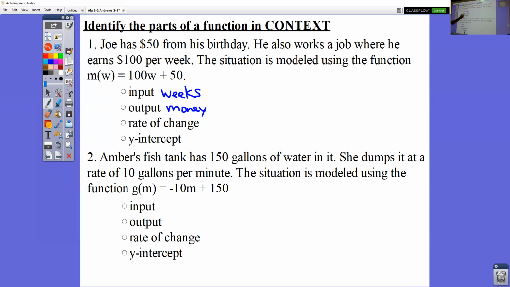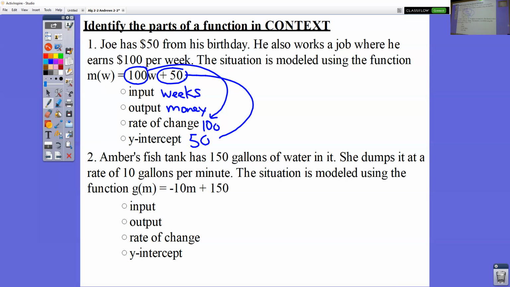Your rate of change, that's how much it's changing per week. That is the number that goes in front of your variable, so that is 100. The y-intercept is where it starts off at. He's starting off at 50, because he started off with $50.